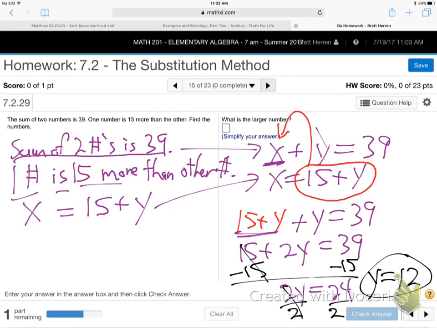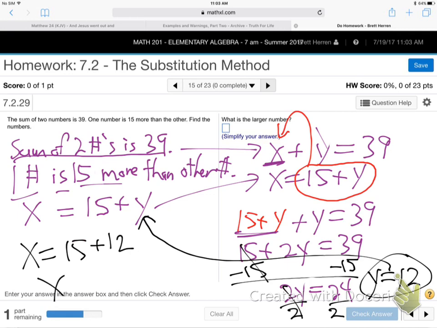Good? Y is 12. We got y. Now how do we get x? Go back, plug it in. Right there, x is 15 plus y. Y is 12, so x is 27. We are done. The two numbers are 27 and 12.